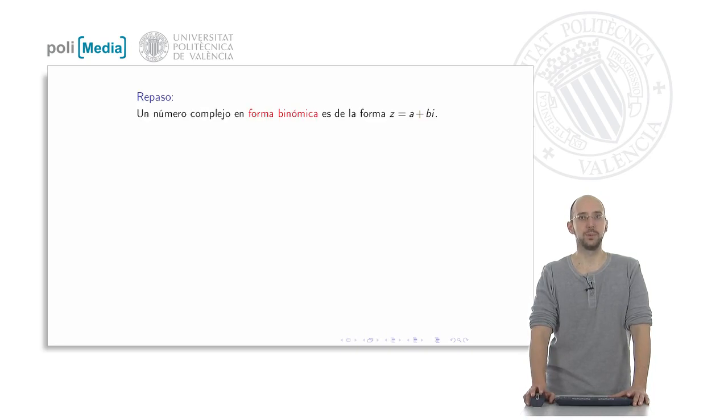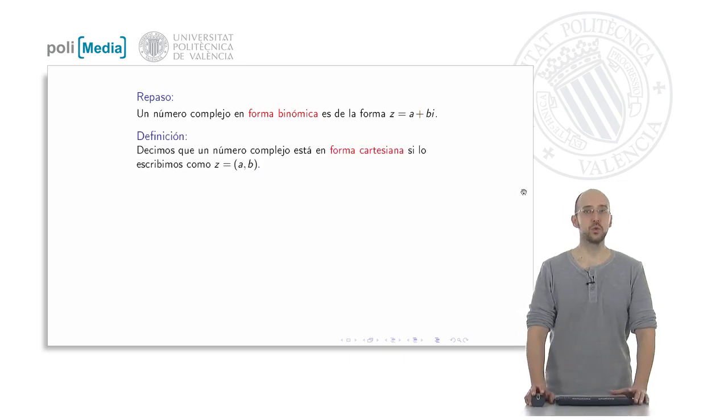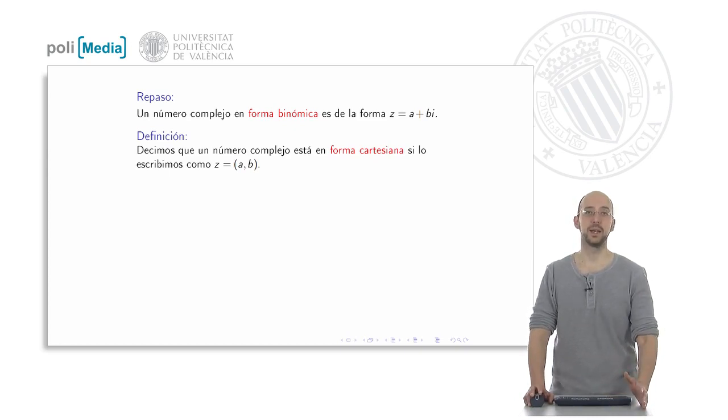complex number. Well, we remember that a complex number in binomial form is written in the form a plus bi, where a is the real part and b is the imaginary part. i would be the imaginary number, root of -1, or what is the same, i squared is equal to -1. Well, we say that a complex number is written in the Cartesian form if we write it in the form of a vector in the complex plane. That is, we simply write a vector that has real part a, comma, imaginary part b.